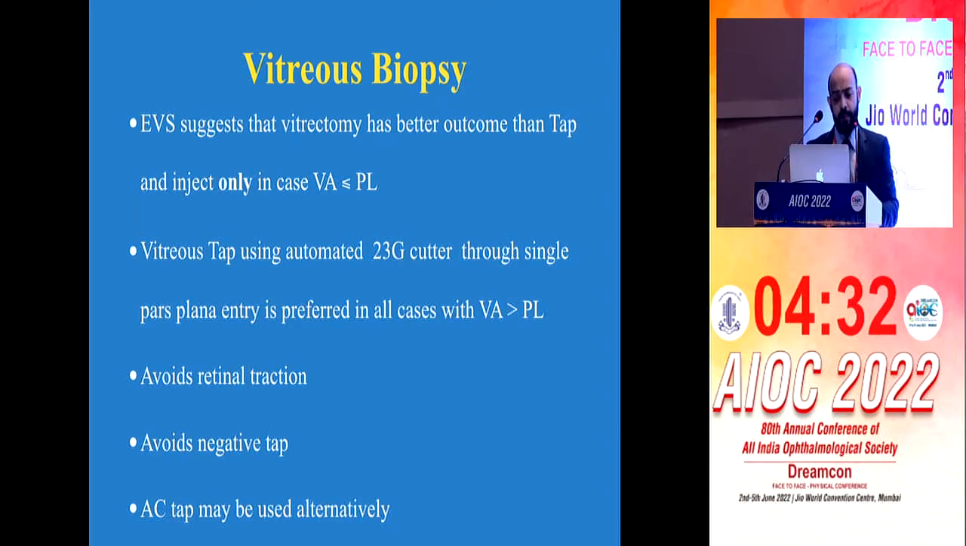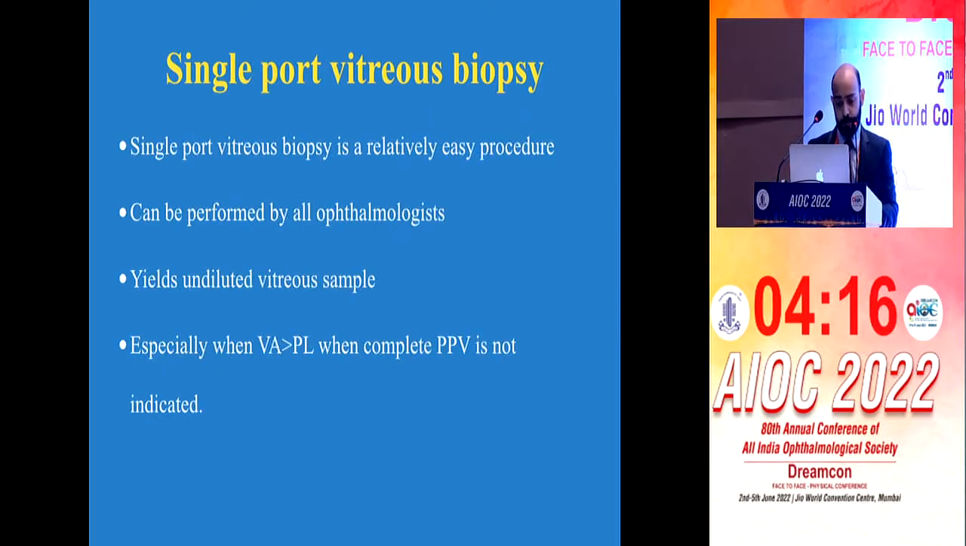Now, vitreous biopsy is the suggested way. Vitreous tap is not recommended because vitreous biopsy avoids retinal traction, it avoids a negative tap, and it's not a very difficult procedure. I'll be showing how to do it. And alternatively, AC tap may be used.